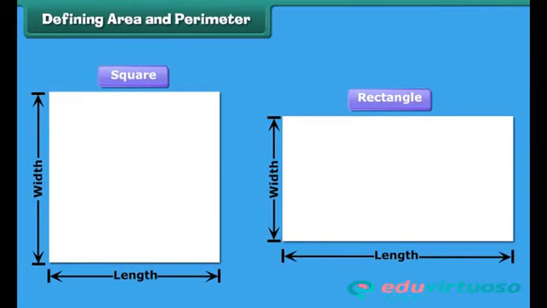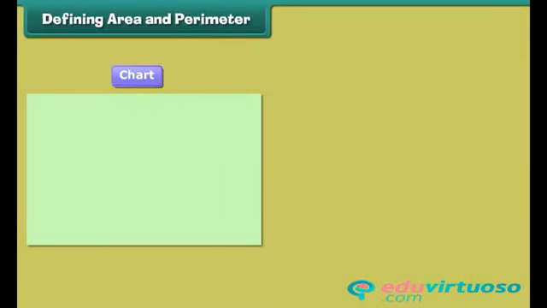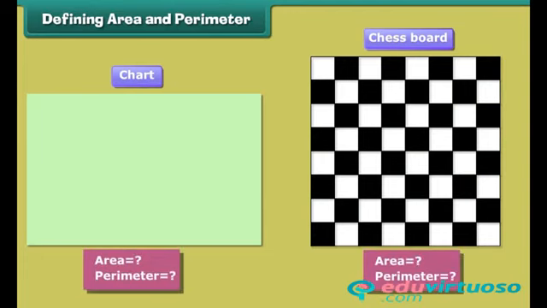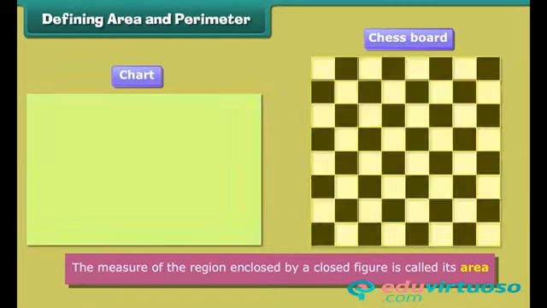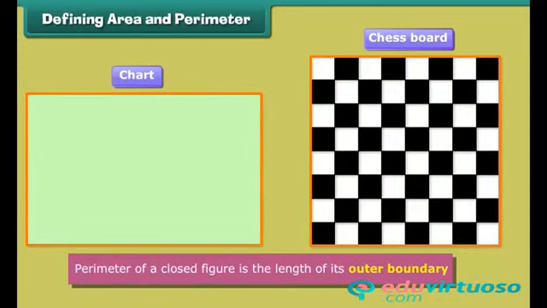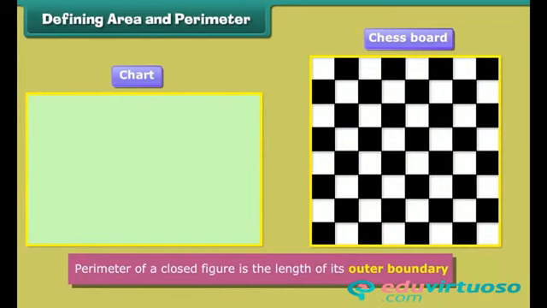Friends, we already know about the closed figures like squares and rectangles. For example, this chart paper is a rectangular chart, while the chessboard is a square. How the area and perimeter of such mathematical figures can be calculated? The measure of the region enclosed by a closed figure is called its area. Perimeter of a closed figure is the length of its outer boundary. Let us now find the ways of calculating area and perimeter of rectangles and squares.